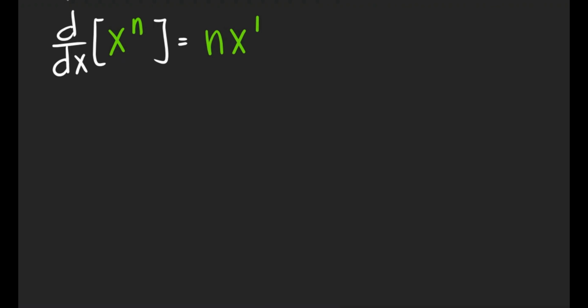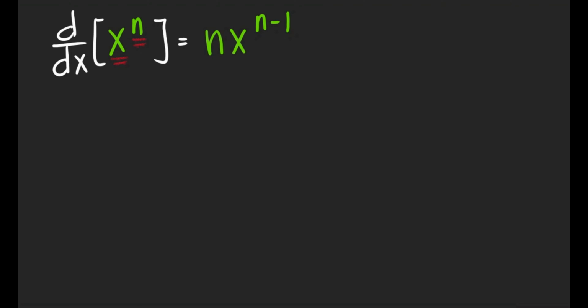The next rule is what we call the power rule. The power rule states that d/dx of x to the power n is equal to n times x to the power n minus 1, where x is the variable and n is the exponent.